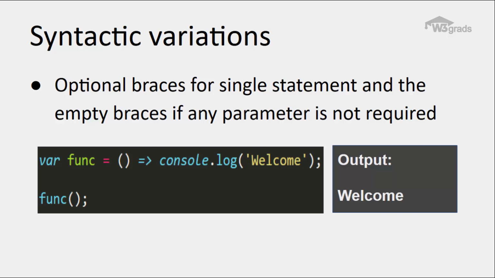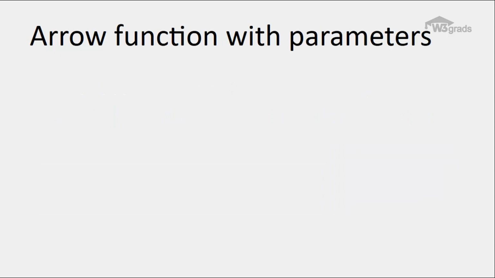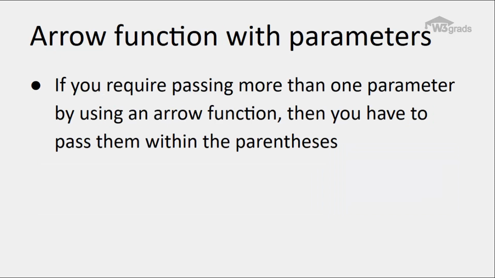Let's now go ahead and take a look at the arrow functions with parameters. If you require passing more than one parameter by using an arrow function, then you have to pass them within the parentheses. Let me demonstrate this with the help of an example.